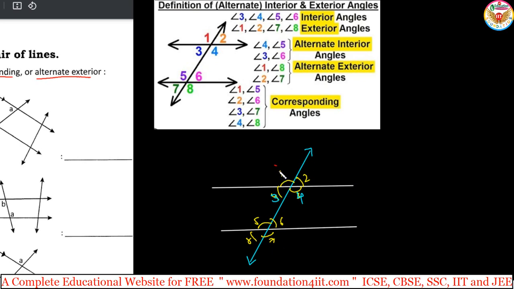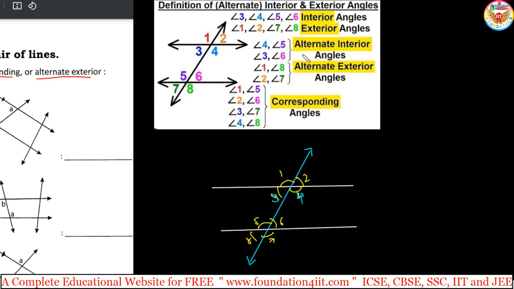1, 2, 8, 7 is exterior, right? This 1 and 7, these both are alternate exterior. These two, 2 and 8, is alternate exterior. Next, corresponding angles are in the same position. 1 is exactly matching with this 5 place. 2, 6, 3, 8 and 4 and 7. So these are corresponding angles. So corresponding angles are also equal.